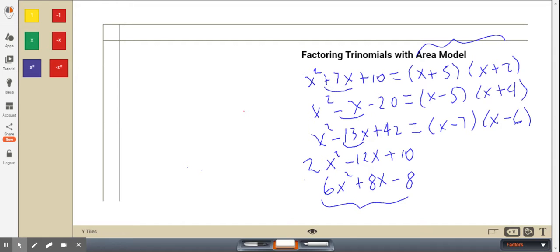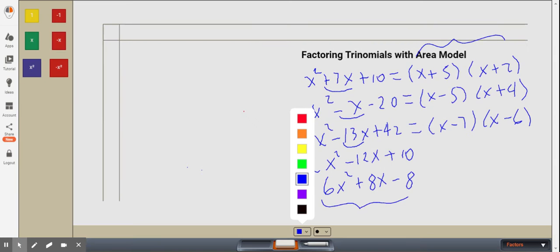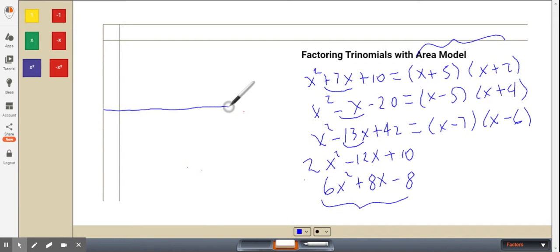Well, this methodology, that's one of the reasons I like it. It works for any type of trinomial that is factorable. Let's keep that in mind. There are trinomials that we just cannot factor, but all of these are factorable. So let's begin the same way.